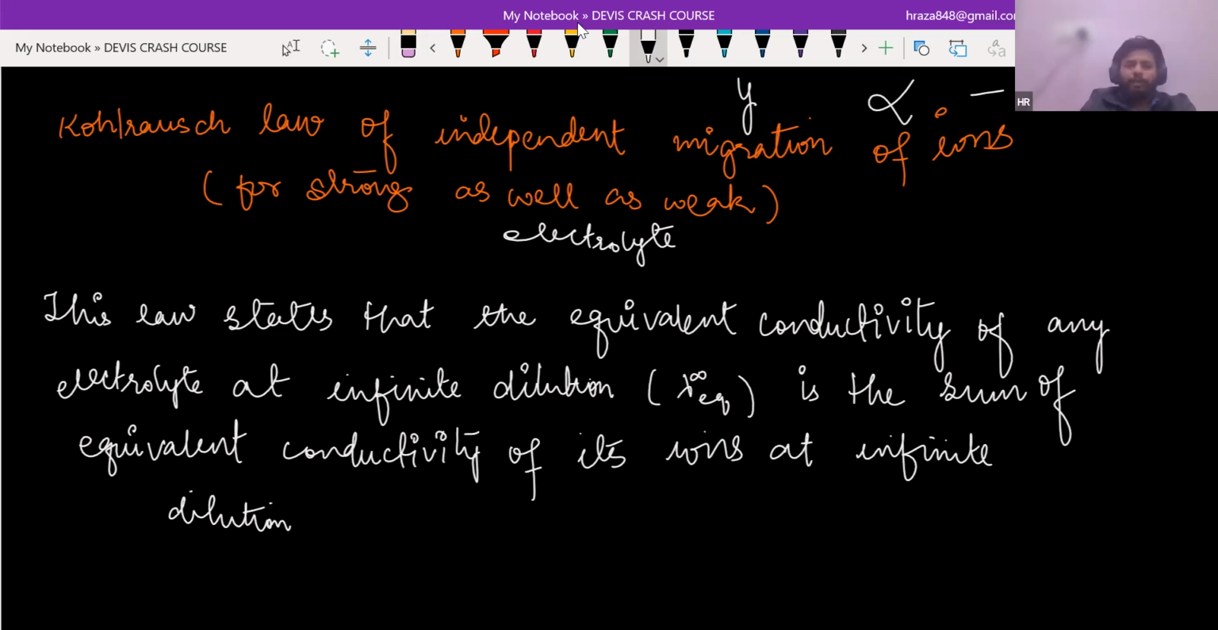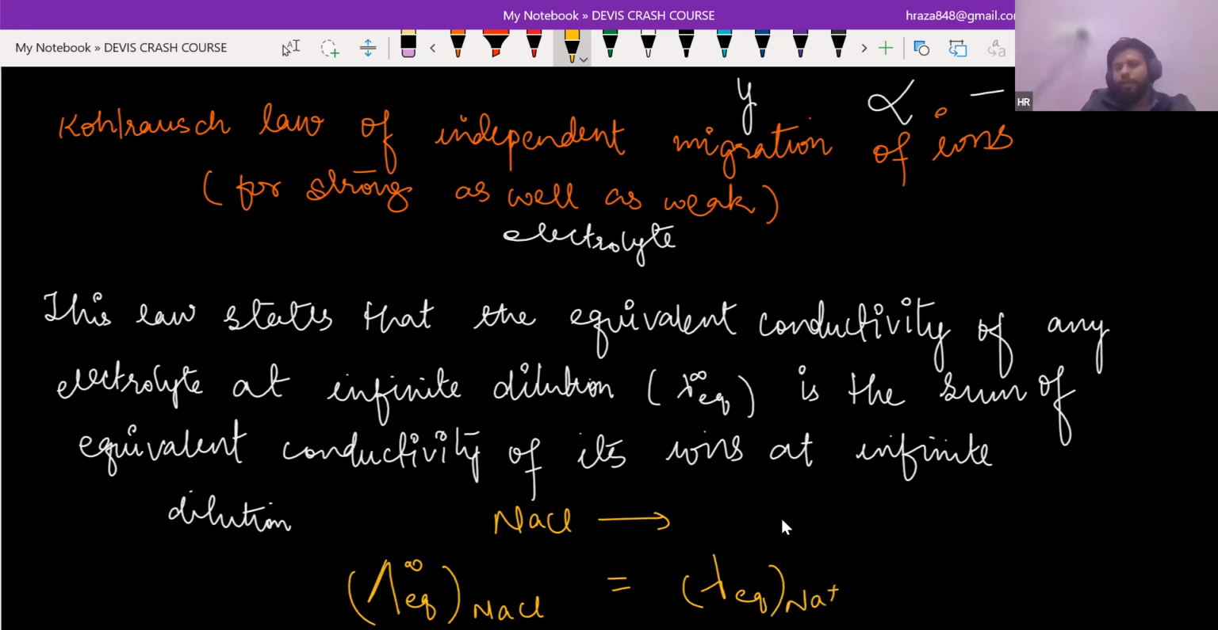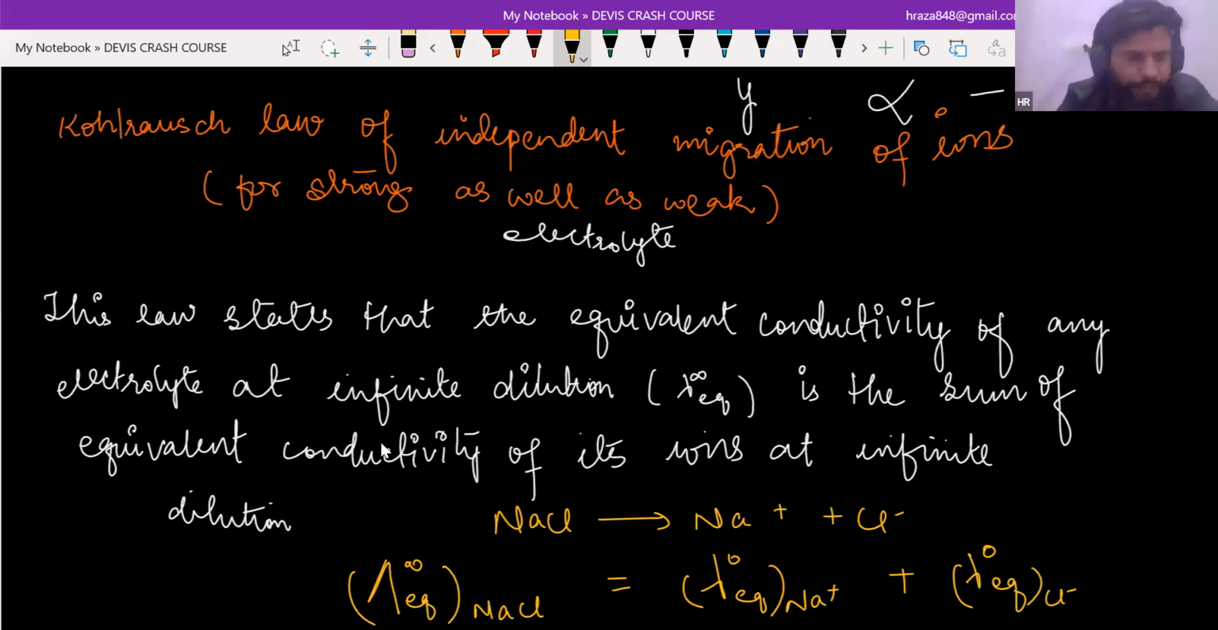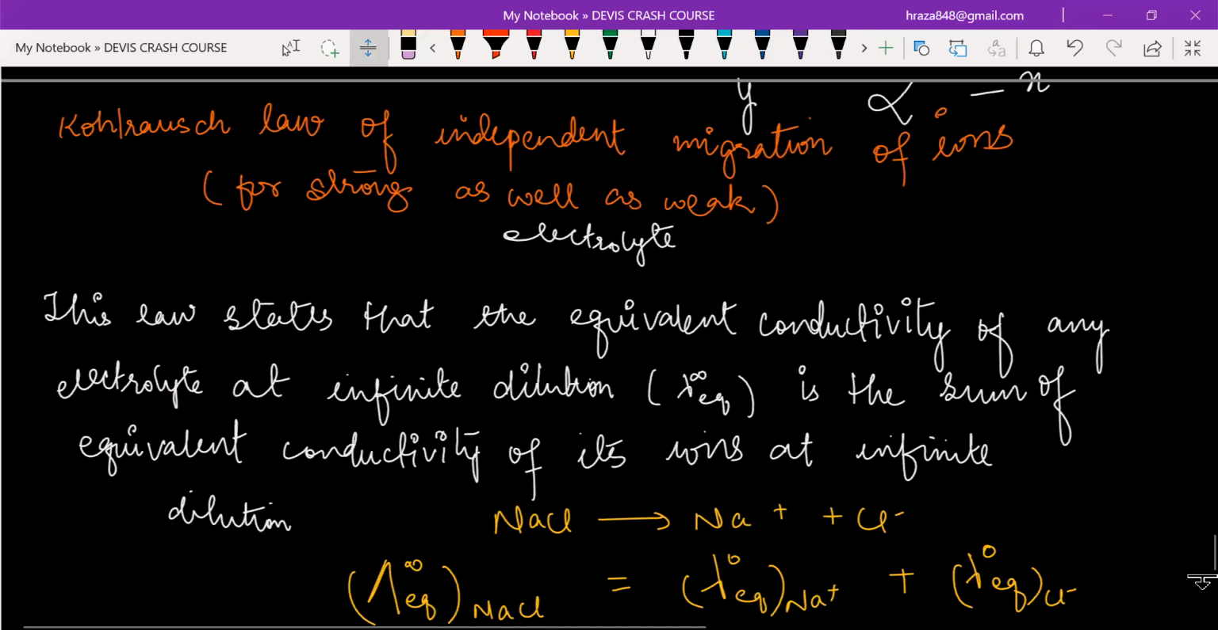If you have NaCl and you are going to calculate the equivalent conductivity at infinite dilution of NaCl, you can easily write the equivalent conductivity of Na plus, because it will be dissociated into two parts, Na plus plus Cl minus, so it will be lambda EQ of Na plus plus lambda EQ of Cl minus. Got it? So please take a screenshot. Okay, done.